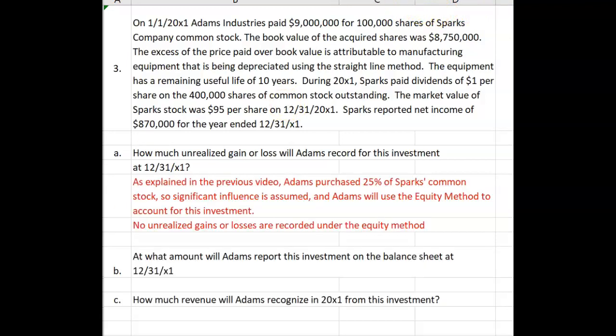As explained in the previous video, Adams purchased 25% of Sparks common stock, so significant influence is assumed, and Adams will use the equity method to account for this investment. No unrealized gains or losses are recorded under the equity method. At what amount will Adams report this investment on its balance sheet at 12/31/X1?